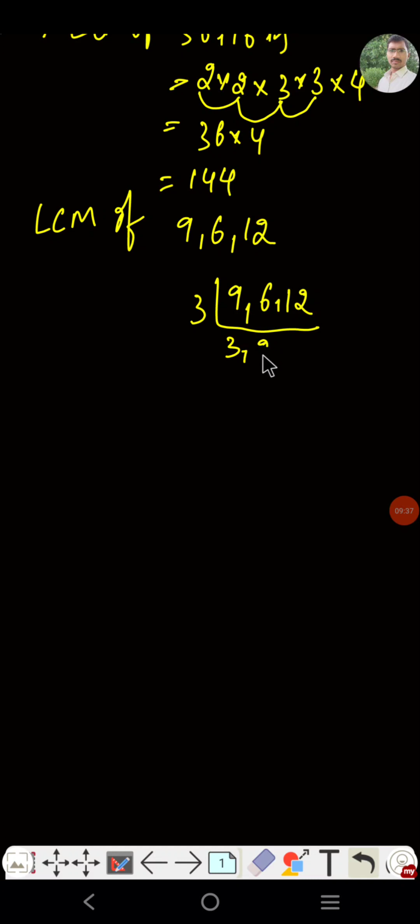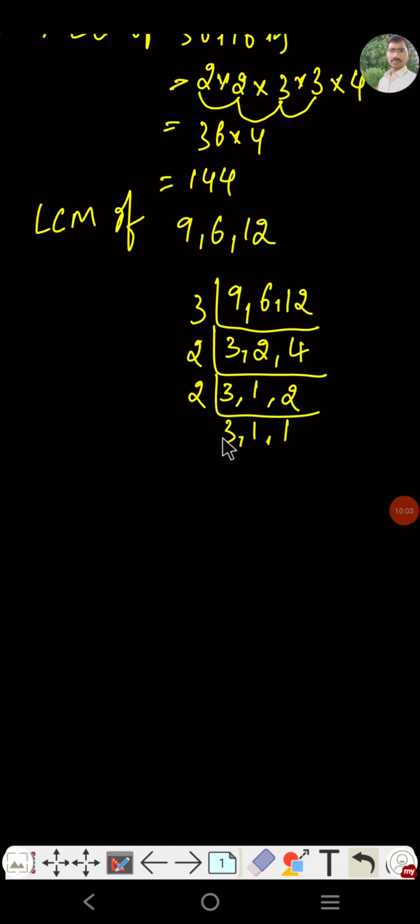3 threes are 9, 3 twos are 6, 3 fours are 12. Now you can take 2, because there are two multiples of 2 here. So that's why I am taking 2. So 3 is written down like that because 3 is not divisible by 2 here. 2 ones are 2, 2 twos are 4. Next 2 again. 3 is written down like that only. 1. 2 ones are 2. Next take 3 here. 3 ones are 3. 1 keep like that only.